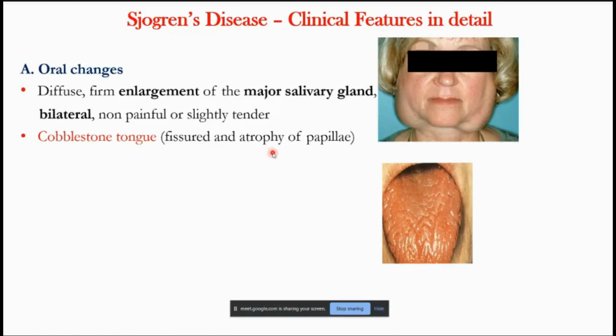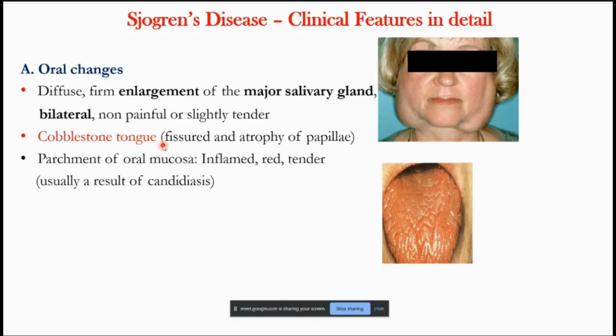There are deep fissures between the papillae, and also there is an atrophy of the papillae, that is, the loss of papillae. So this kind of tongue is called a cobblestone tongue. Remember, all these are the oral changes which we are discussing.